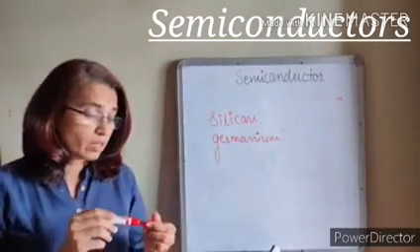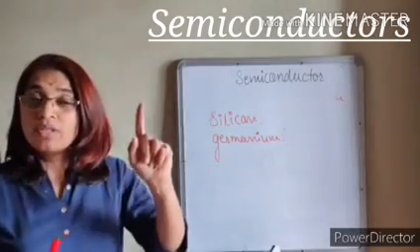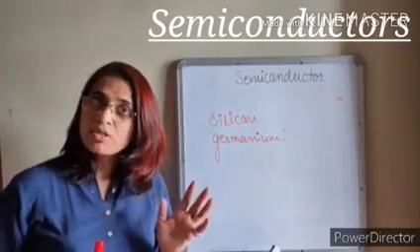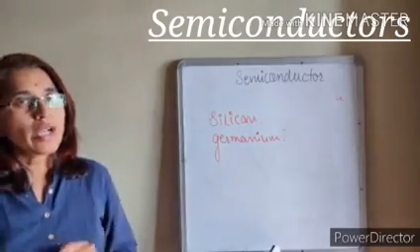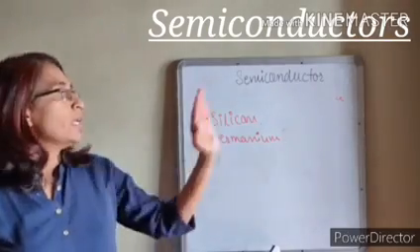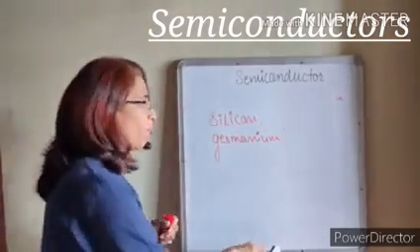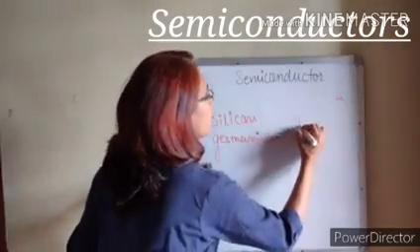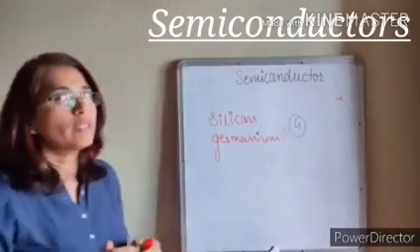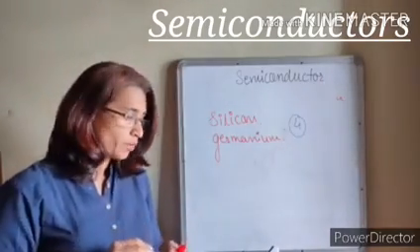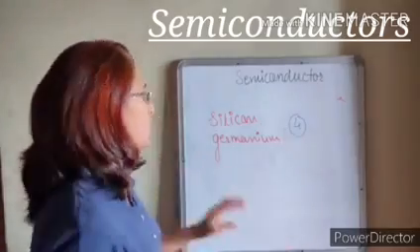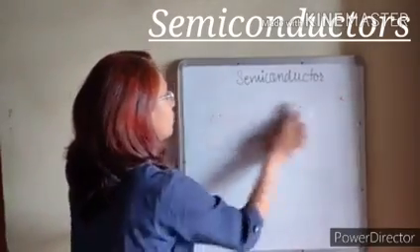So consider silicon and germanium. These are the semiconductors. Now we know that insulators have 8 electrons in the last orbit, conductors have 1 electron in the last orbit, and semiconductors have 4 electrons in the last orbit. It means the valency of these semiconductors is 4. What is the structure exactly? Let us see.